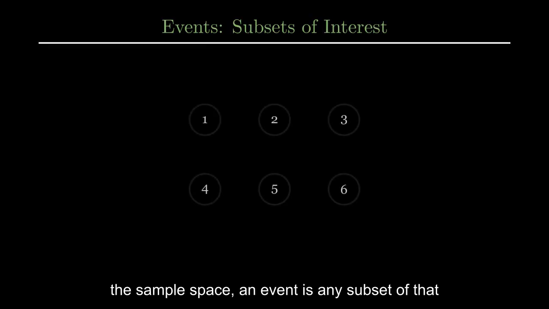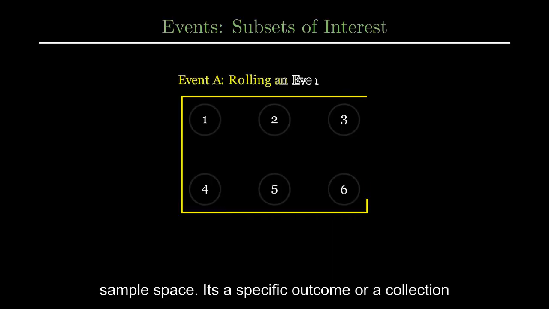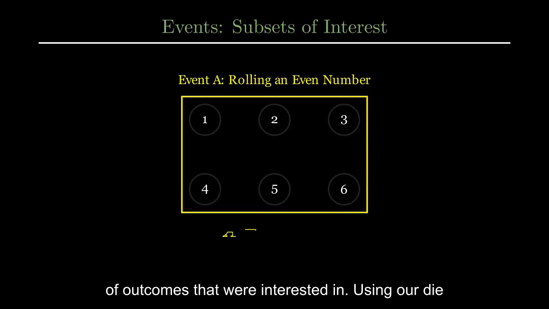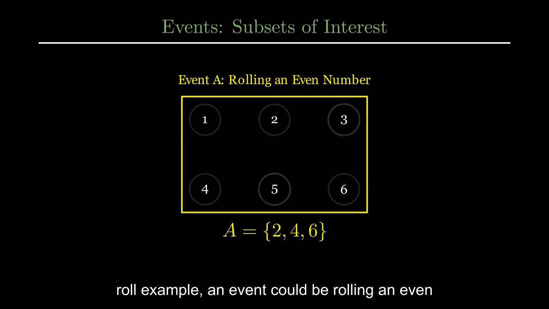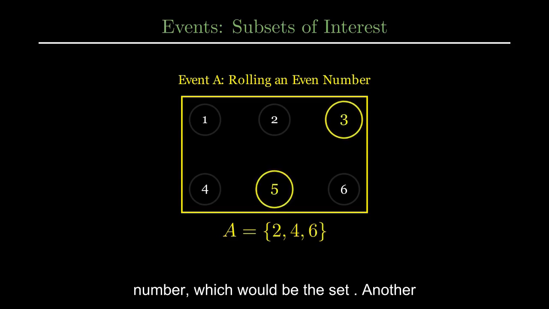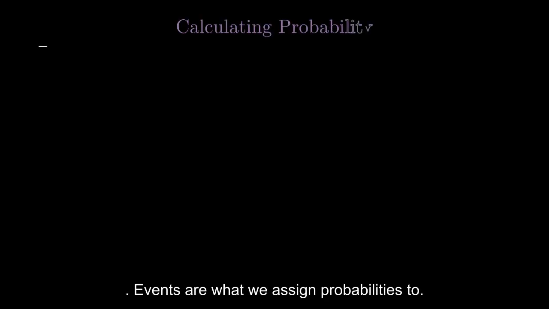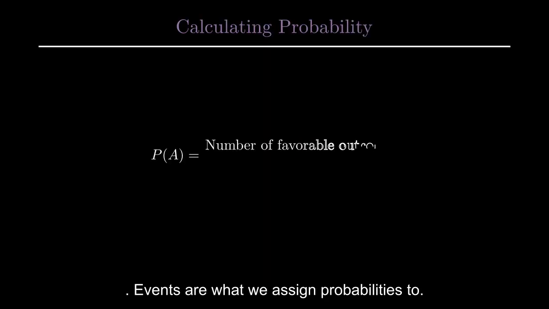Building on the sample space, an event is any subset of that sample space. It's a specific outcome, or a collection of outcomes that we're interested in. Using our die roll example, an event could be rolling an even number, which would be the set {2, 4, 6}. Another event could be rolling a 3, which is just the set {3}. Events are what we assign probabilities to.